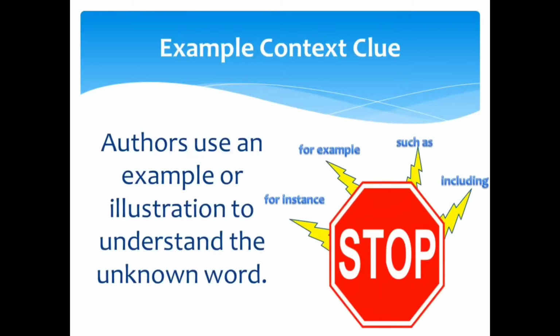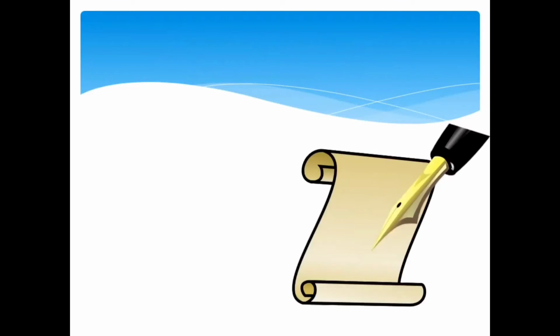An example context clue occurs when authors use an example or illustration to understand the unknown word. The following signal words indicate that an example is coming: for instance, for example, such as, and including. A reader should pay attention to these words as a clue that an example is forthcoming.